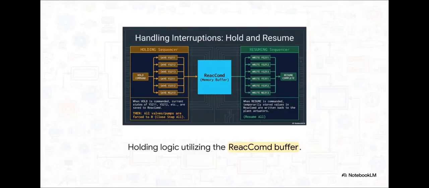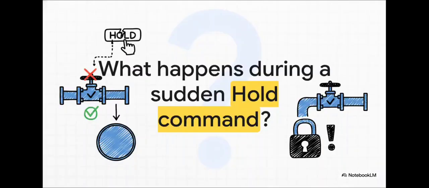But, as we all know, speed means absolutely nothing without safety. What happens if an operator suddenly hits hold during a process? Notice the critical safety mechanism here that utilizes the recomp memory buffer. When a hold is commanded, the current states of all valves are safely saved to this buffer, and the plant actuators are forced into a safe, closed state. Then, when resume is commanded, those temporarily stored values are written right back to the plant. It's a lifesaver.